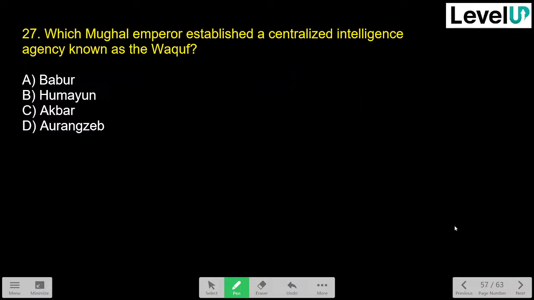Okay, next question. Which Mughal emperor established a centralized intelligence system known as Wakaf to improve central administration, to know about the whole of his kingdom? It was introduced by Akbar. As we have already discussed, he did a lot of work for his central administration.